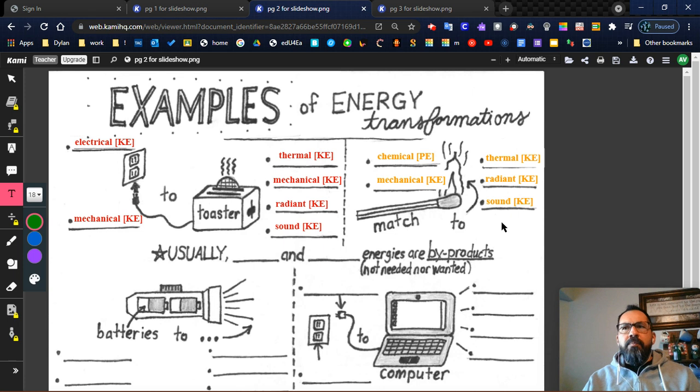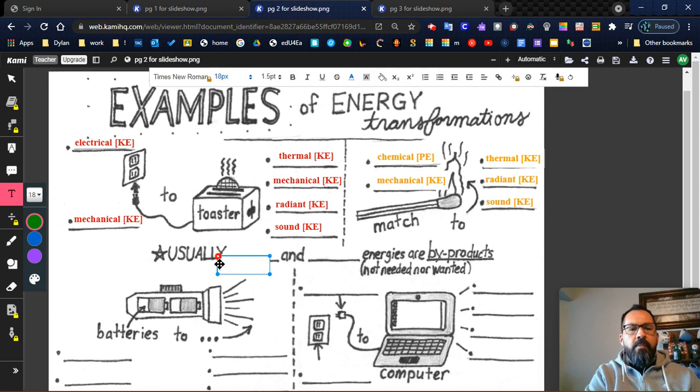So we're going to stop here for a second to just talk a little bit about byproducts. Byproducts are things or sometimes kinds of energies that are produced that we don't necessarily need or want. And most times, whenever we have an energy transformation occurring, there are two kinds of energies that we really don't want happening. Sometimes we do, but not always. So down here in the middle of the page, you'll see it says usually blank and blank energies are byproducts.